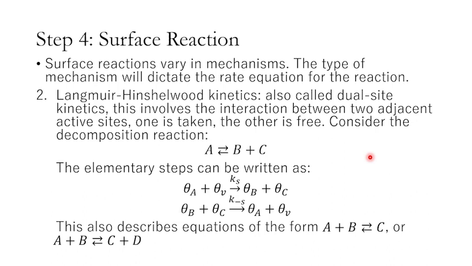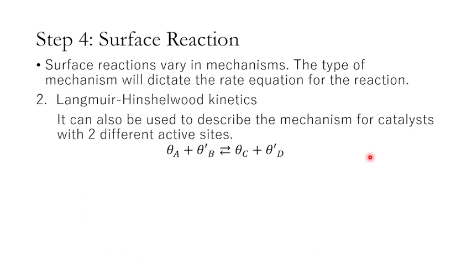Okay? In some complicated cases, the Langmuir-Hinshelwood kinetics can also be used to describe the mechanism for catalysts with two different active sites. Two different active sites meaning that one of the reactants should adsorb onto one of the active sites while the other reactant should adsorb onto the different active site. In this case, we are representing the difference in the active sites with the use of the prime. So theta is different from theta prime. Okay? If you want, you can use a different Greek letter to denote a different active site.